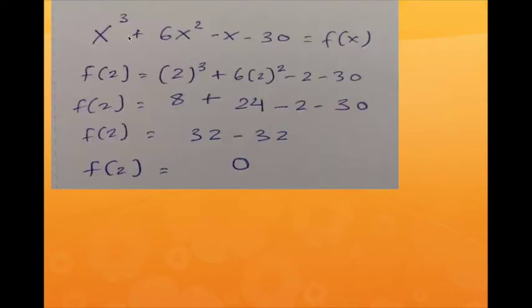So this is it: x³ plus 6x² minus x minus 30 is f(x). When you put in 2, we can check it using the remainder theorem. When you change x to 2, so 2³ plus 6(2)² minus 2 minus 30. As you can see, it equals 0.